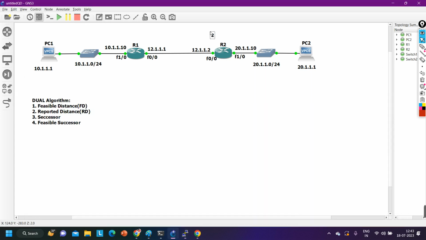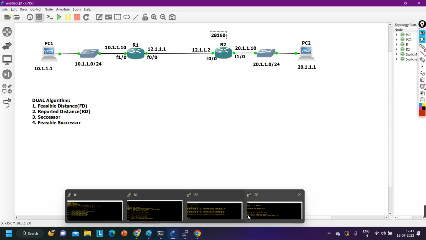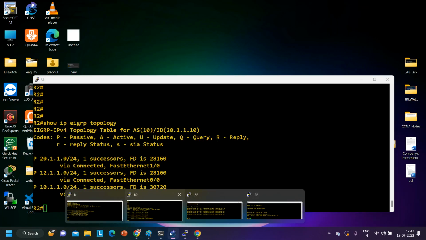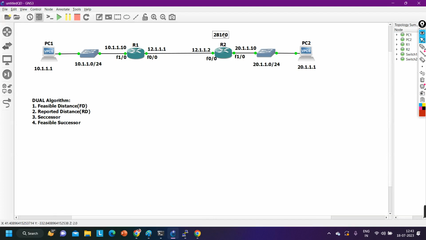So IP EIGRP topology on router number 2. So what is FD for the 20 network? 28160. FD is 28160. Yes, this is FD. FD means total distance, means router 2 has calculated this metric for this network. How? By putting the values in the formula.